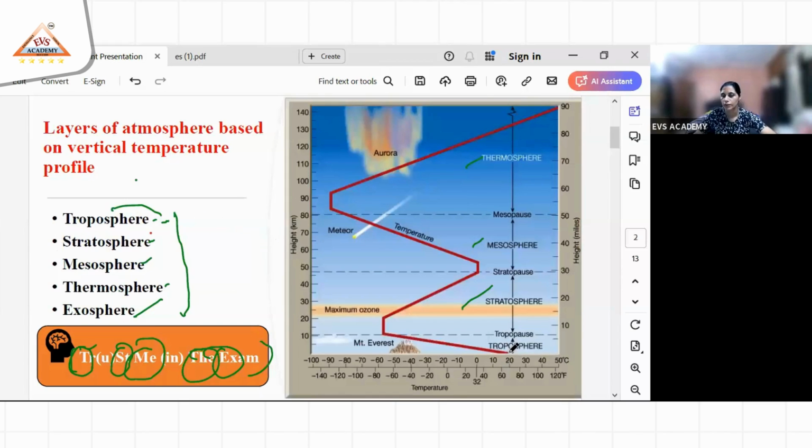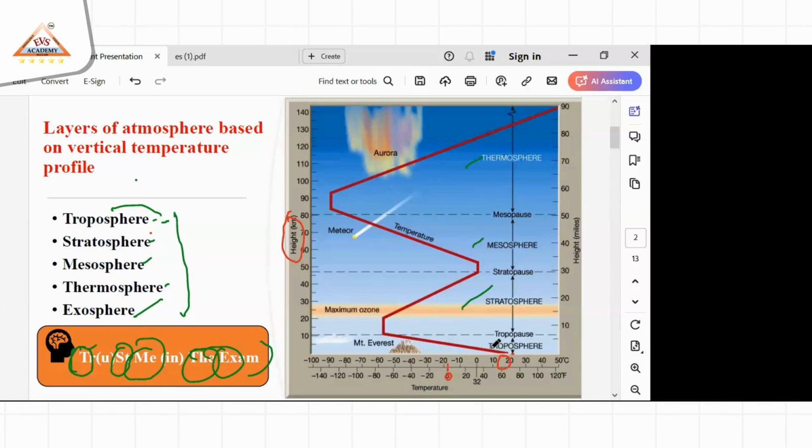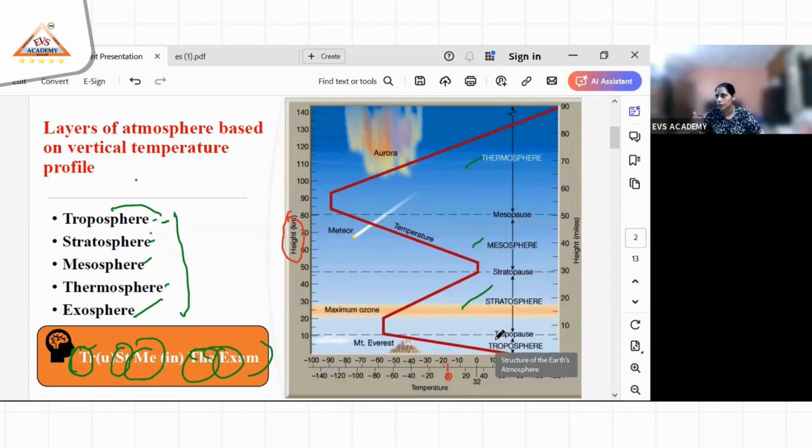Now see, first of all, you just see this diagram. You can see that there is a 0 degree Celsius temperature, and on the y-axis there is height. Now we know that at the ground level, the temperature is approximately 20 degrees Celsius. So when you go to any hill station, there is a decrease in temperature. We all experience this. So when we go up in the troposphere, there is a decrease in temperature.